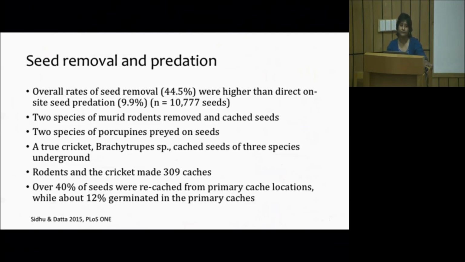And the most novel finding that we made during this study, which has not been documented before, was that a species of cricket was caching the seeds of 3 species underground.